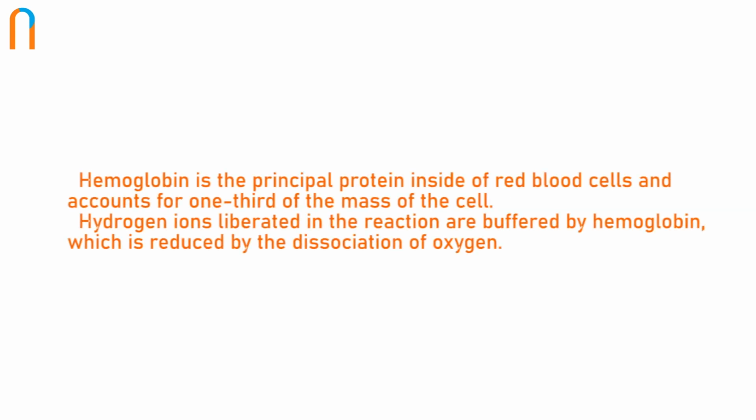Hemoglobin is a principal protein inside of red blood cells and accounts for 1/3 of the mass of the cell. During the conversion of CO2 into bicarbonate, hydrogen ions liberated in the reaction are buffered by hemoglobin, which is reduced by the dissociation of oxygen. This buffering helps maintain normal pH.